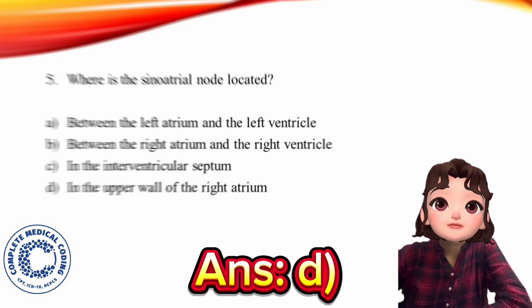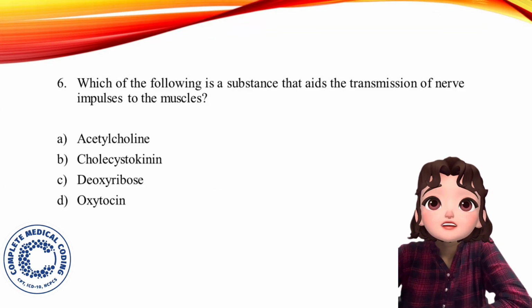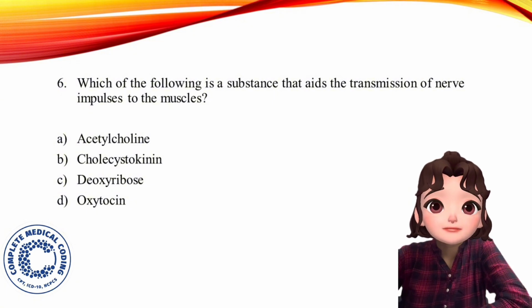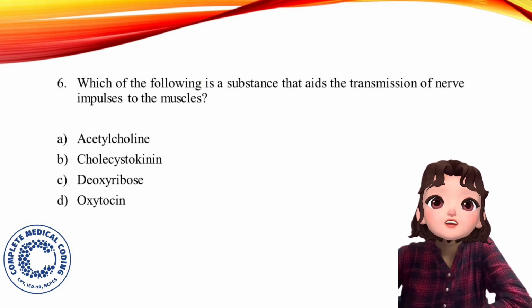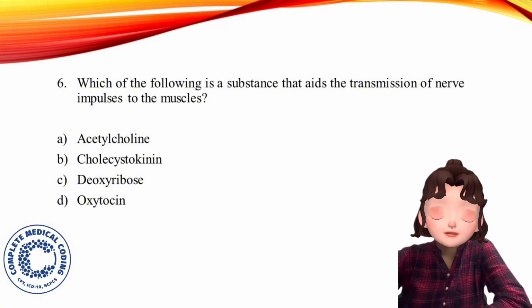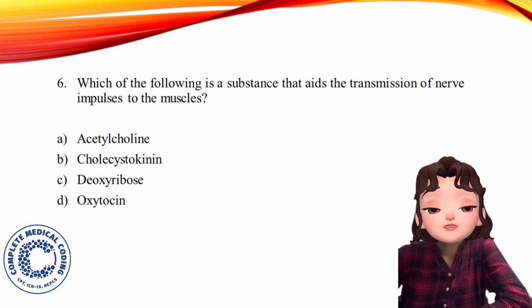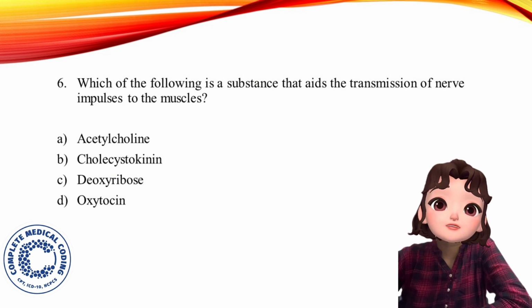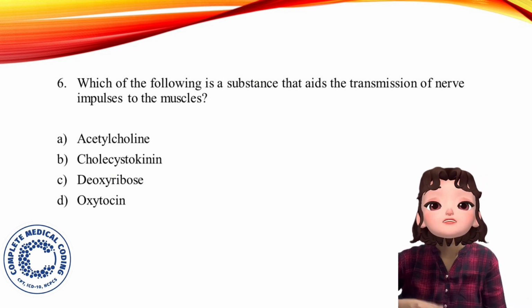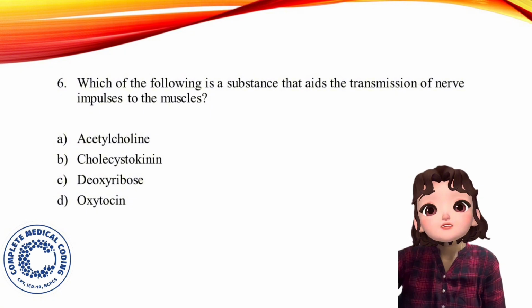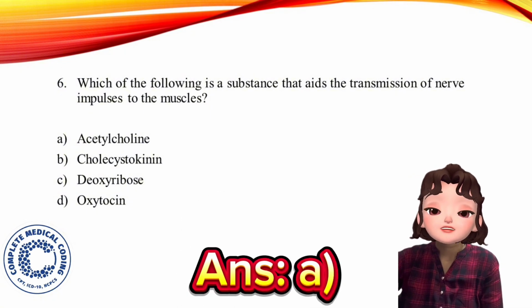Now sixth question. Which of the following is a substance that aids the transmission of nerve impulses to the muscles? Acetylcholine, cholecystokinin, deoxyribose, or oxytocin? So which helps in the transmission of nerve impulses to muscles? Answer here is option A, acetylcholine.